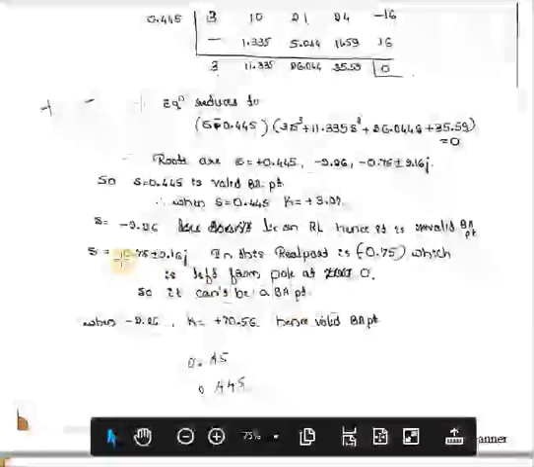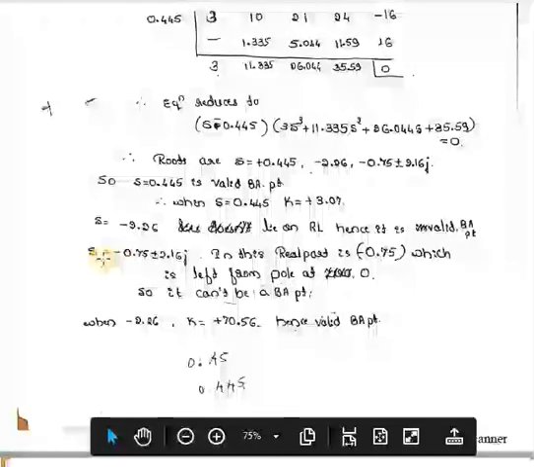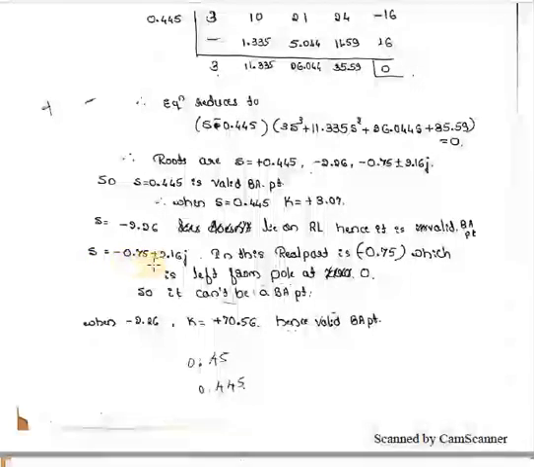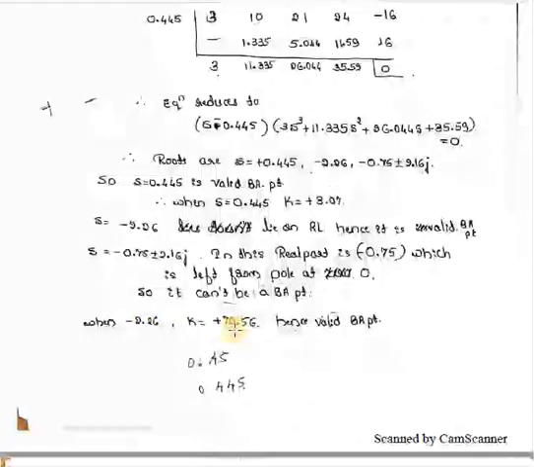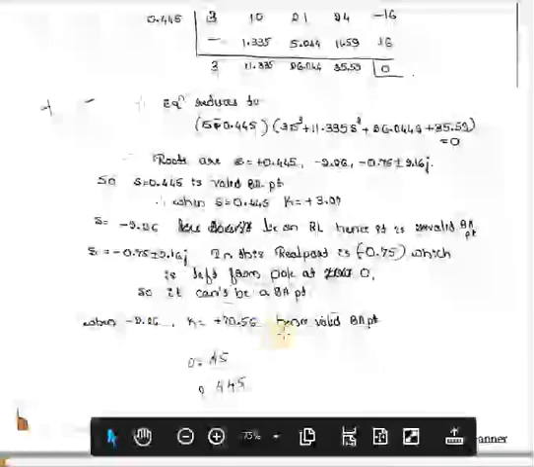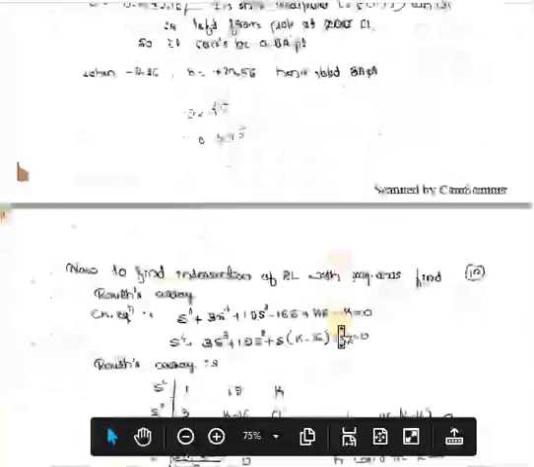So here this complex root is minus 0.75 plus or minus 2.16j. This real part is minus 0.75, which is left of the pole at 0. It cannot be a breakaway point because it is lying on the NRL part. Similarly, if you substitute s as minus 2.26 in that k equation, you will get a k value as plus 70.56. So it is a valid breakaway point.